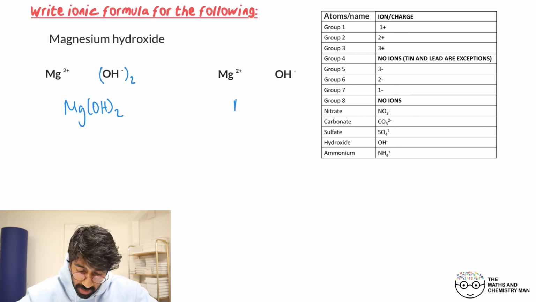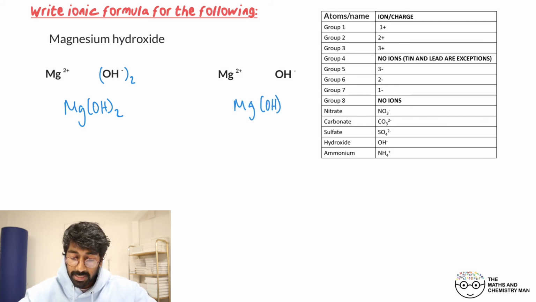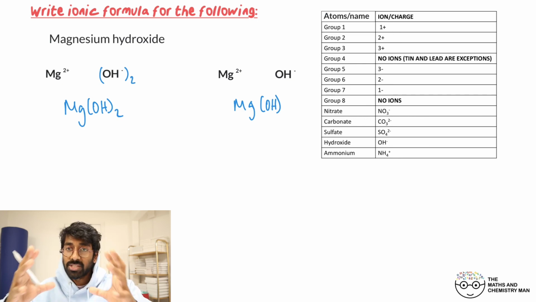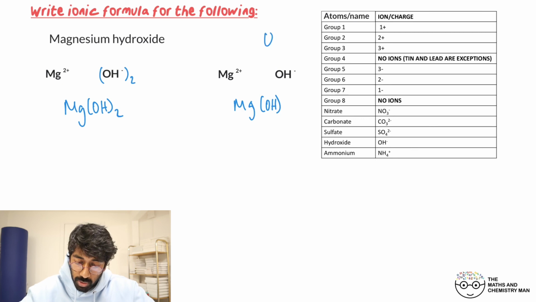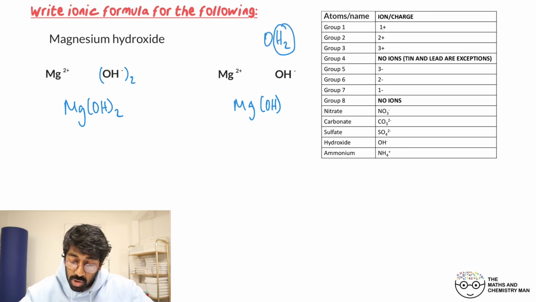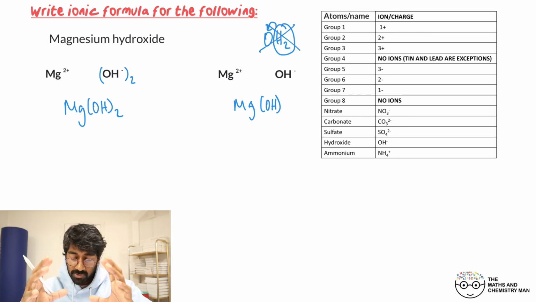Or if you want to use that crossing over method, we'll put Mg and we'll put the OH down as well, like that. The reason I've used brackets there is because you've got O and H together. If you just put the number 2 like this next to the H, then it means that there's only 2 H's and not 2 O's, okay? So this is wrong. That's why you've got to put brackets around them.